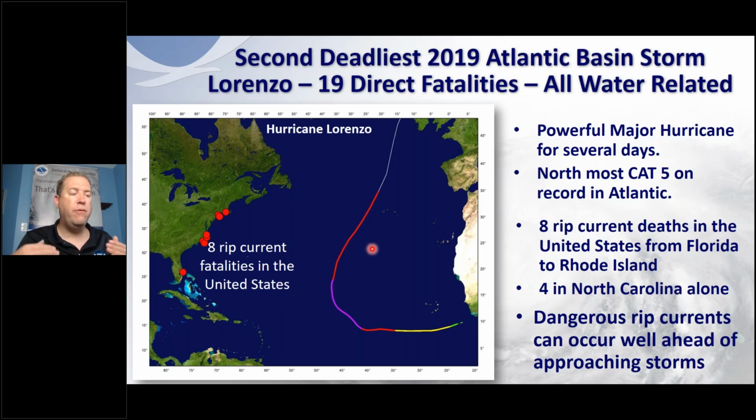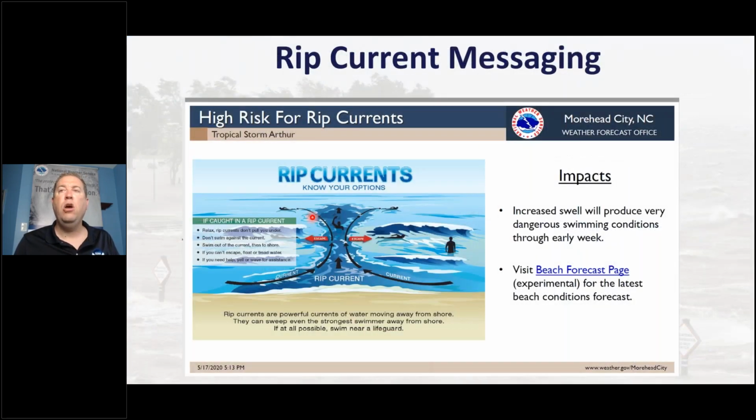So in the example of a Florence or Dorian, the seas can get rough leading up to the storm and after it. And this example of Lorenzo, the storm's not even near us, but it's so powerful, it caused 8 rip current fatalities on the East Coast and 4 alone in North Carolina. So we spread that message of rip currents. That's why we usually include this slide in our briefings and encourage folks to remember the messaging with that.